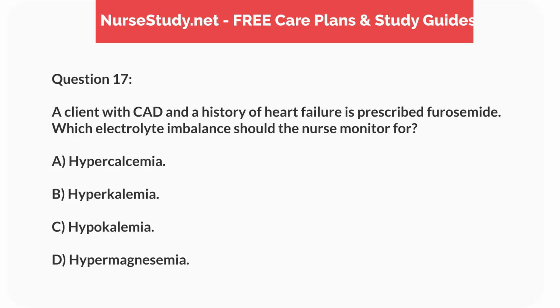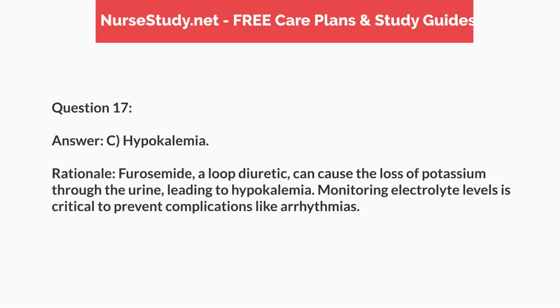Question 17. A client with CAD and a history of heart failure is prescribed furosemide. Which electrolyte imbalance should the nurse monitor for? A. Hypercalcemia. B. Hyperkalemia. C. Hypokalemia. D. Hypermagnesemia. Answer, C. Hypokalemia. Rationale: furosemide, a loop diuretic, can cause the loss of potassium through the urine, leading to hypokalemia. Monitoring electrolyte levels is critical to prevent complications like arrhythmias.